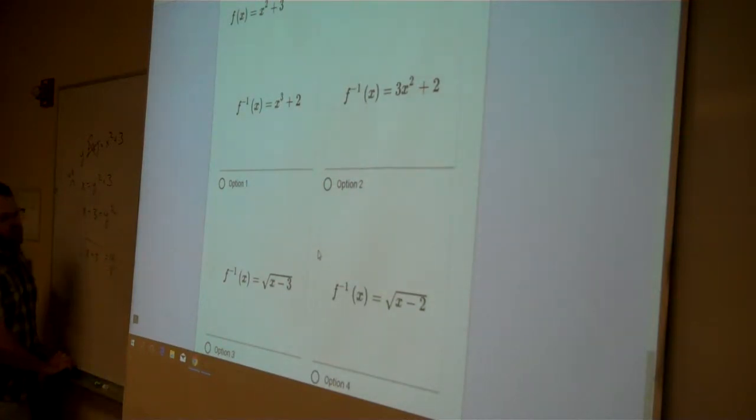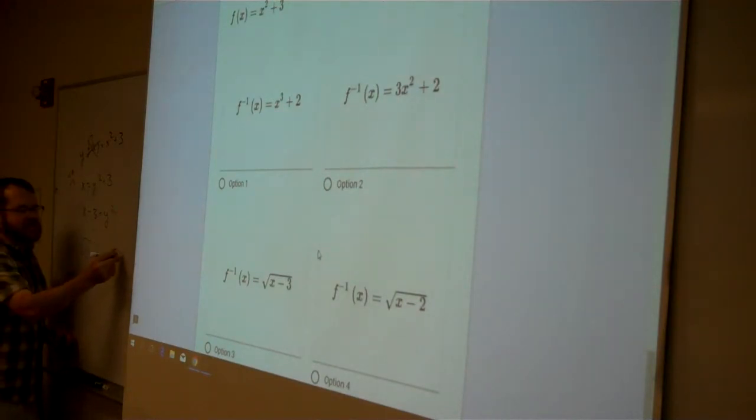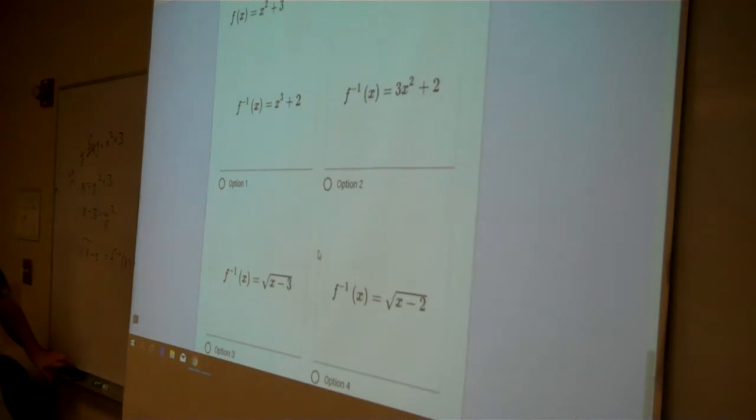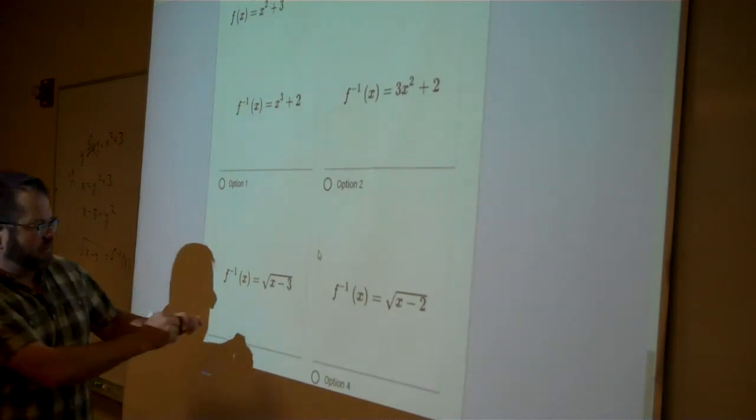And then it said, now get rid of, no, we don't need that y anymore, just call it f inverse. So we need the answer here that looks like that. And it happens to be this one right here.